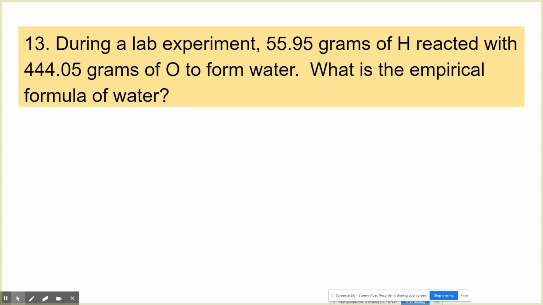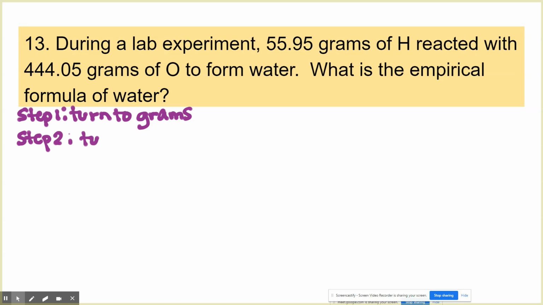But look closely. The given is already in grams. So again, if we did this from before, step 1 was, right, turn to grams. Okay, if we had percent, you would first turn it to grams, but this is already in grams, so we go straight to step 2. Okay, in step 2, we have to turn it into moles. Okay, so we're gonna change this into moles now.